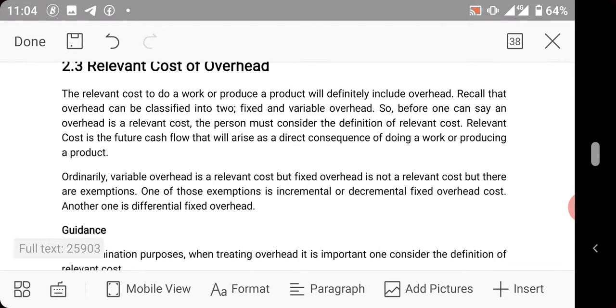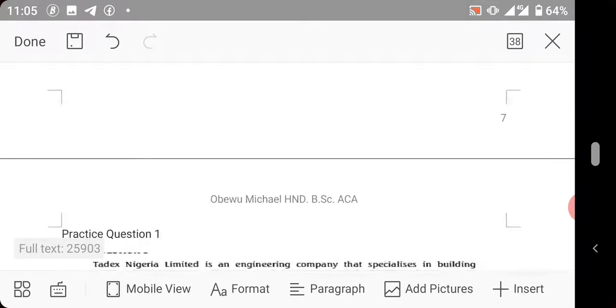Relevant cost is nil. However, if the fixed cost is incremental in nature, the relevant cost shall then be that incremental value. Remember, incremental cost in the concept that we discussed is a relevant cost. So if fixed cost is incremental in nature, the additional cost, the extra cost, shall be regarded as a relevant cost. I gave a guide that you shall read up.